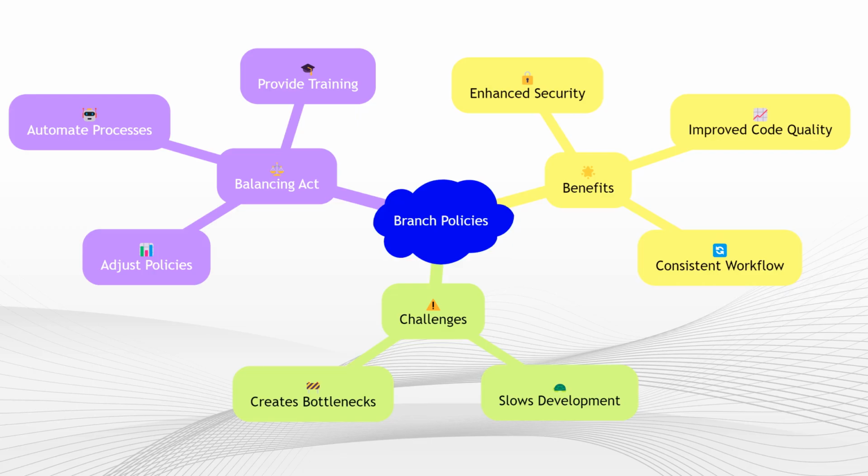While branch policies offer many benefits, they can also present challenges. For example, strict policies may slow down the development process or create bottlenecks. To address these challenges, teams should find a balance between enforcing policies and maintaining productivity. This may involve adjusting policies based on team feedback, automating processes to reduce manual effort, and providing training to ensure all team members understand the importance of branch policies.